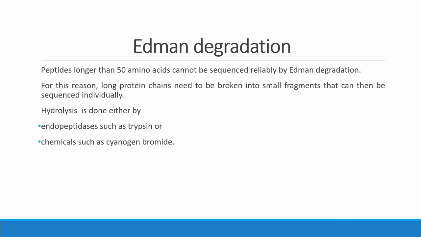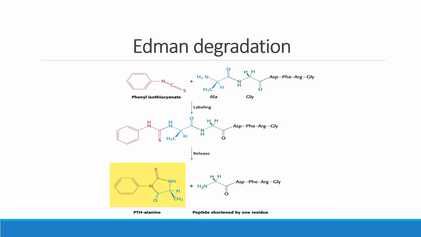Okay, so now this is just a figure of what exactly happens in the Edman degradation. The phenyl isothiocyanate reacts with the first amino acid, forms a compound there, and that is labeling. And then the peptide bond between alanine and glycine is broken down by the anhydrous acid, and then this is formed, the PTH-alanine, the amino acid identified by chromatography.